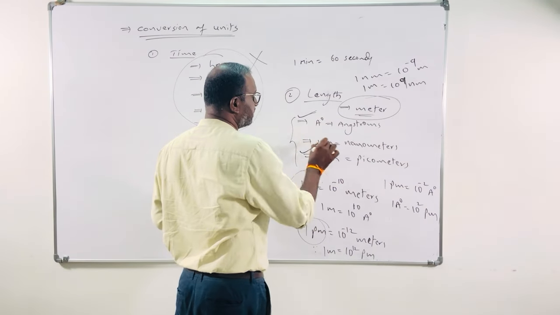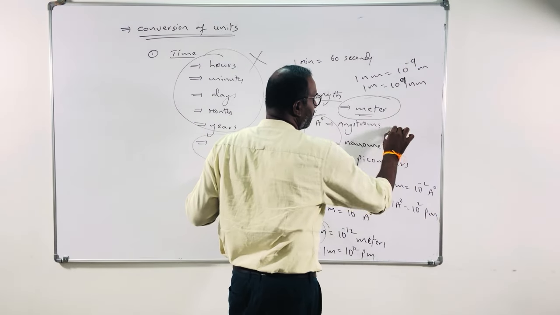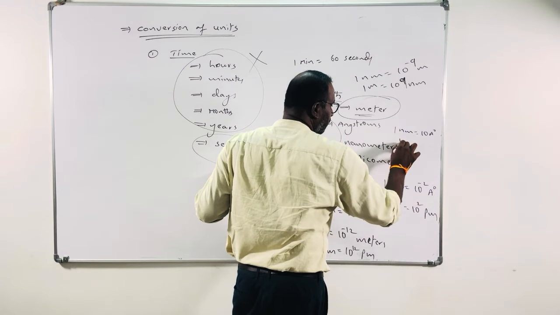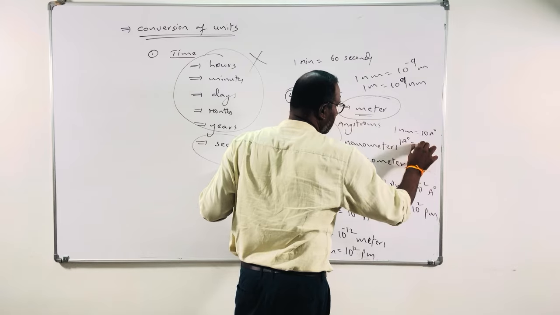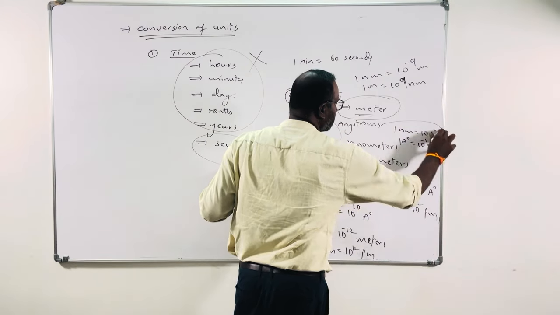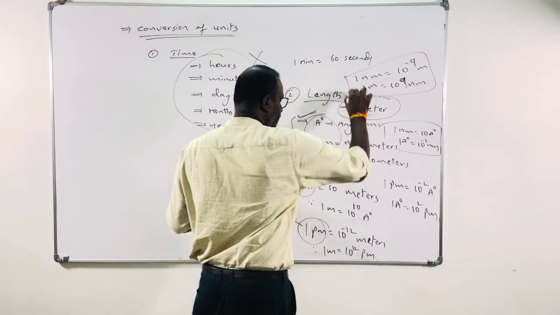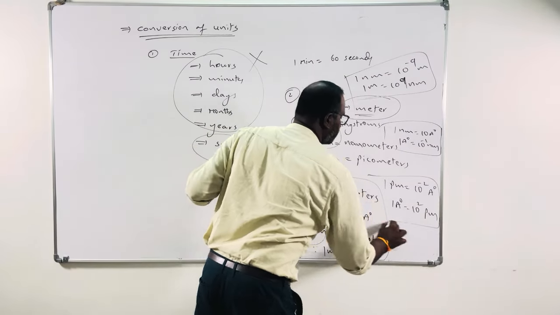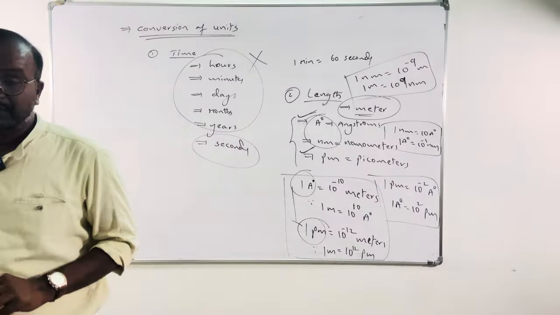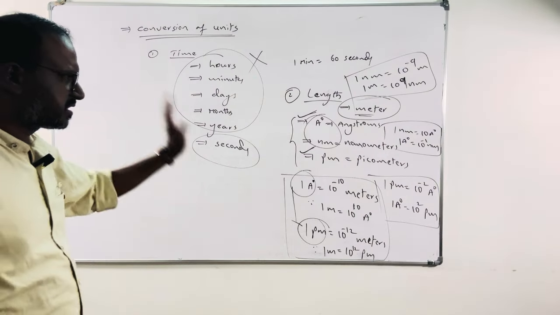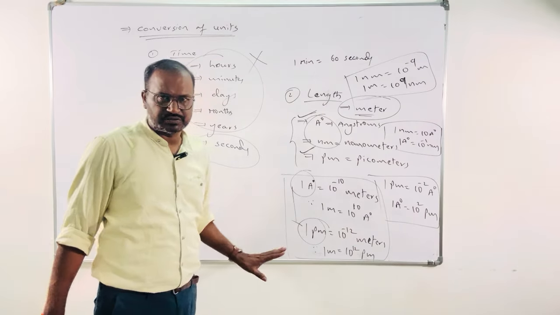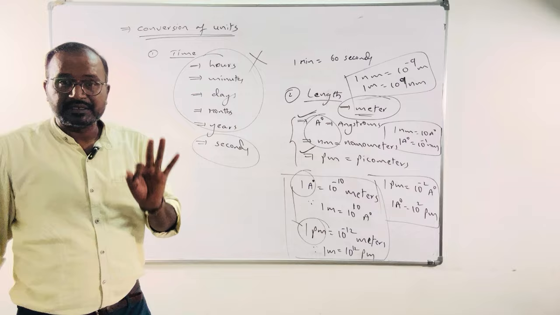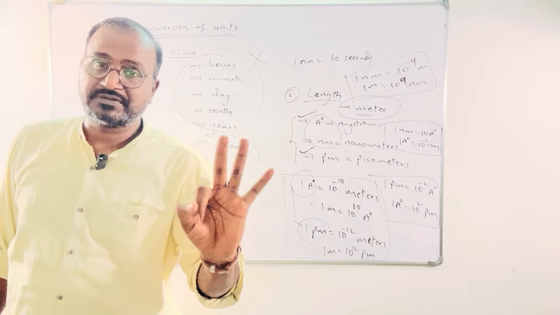If you see the relation between angstroms and nanometers, 1 nanometer equals 10 angstroms, and 1 angstrom equals 10 power of minus 1 nanometers. So these are important conversions we require in length. Must and should, we have to convert. Angstroms, nanometers, picometers, these three are major conversions we require.